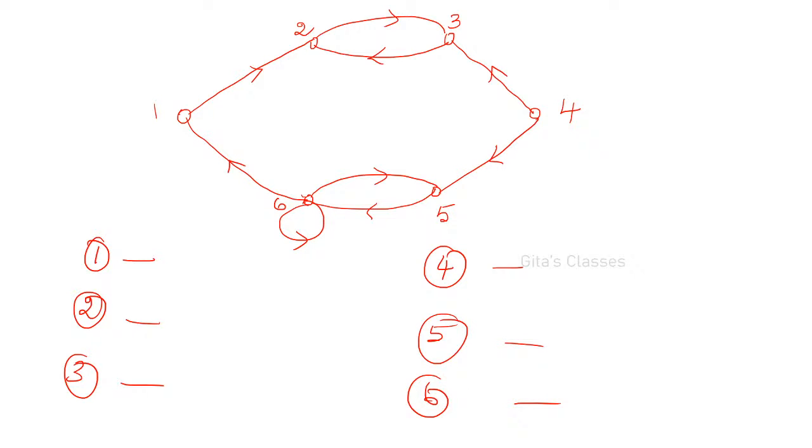From 1, you are going out of 1. Can you come back to 1? What is the meaning of recurrent and transient? Recurrent means you should be able to come back. Transient means you cannot come back. That is the difference between transient and recurrent. Recurrent state means you can come back.